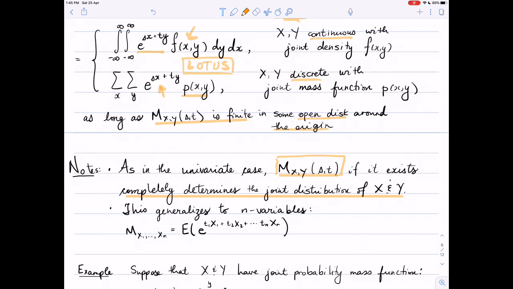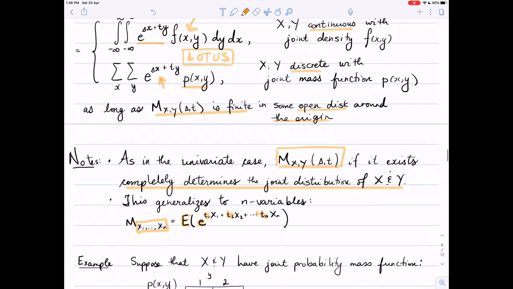To n variables, you can have the joint moment generating function of X1 to Xn, and now I will use the subscript notation. It's the expected value of e to the t1X1 plus t2X2 all the way up to tnXn. There's nothing more that you need to do, except of course you'll have an n-dimensional density or PMF, and you'll have n integrals or n sigmas when you need to calculate these things.